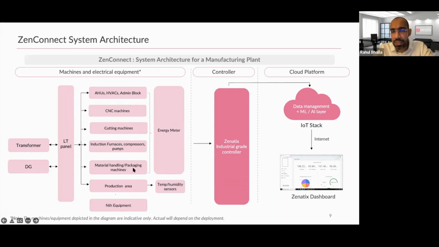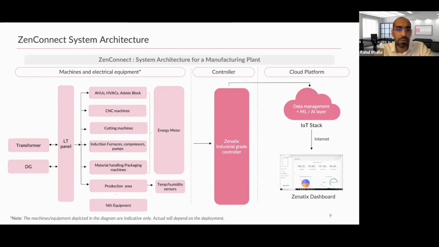And what you really do is very, very basic interventions. You put energy meters, which give you data in real time. You put temperature and humidity sensors if they are required. If they're not required, you can just run with energy meters. And all of this data is going to our controllers. And we do a distributed architecture of our controllers.